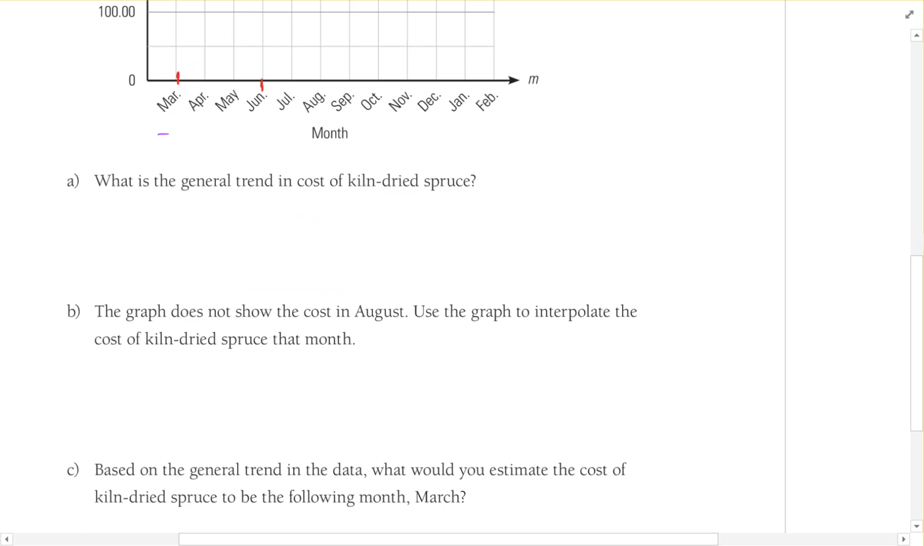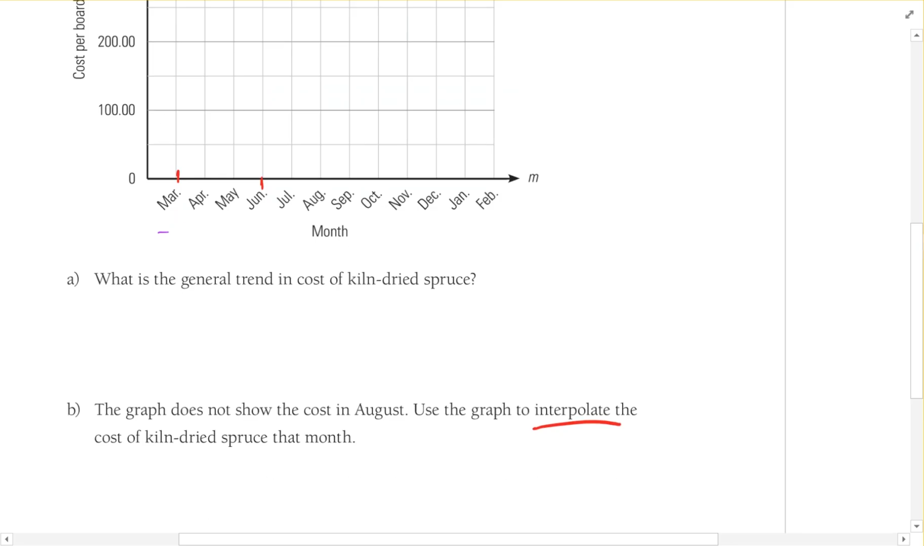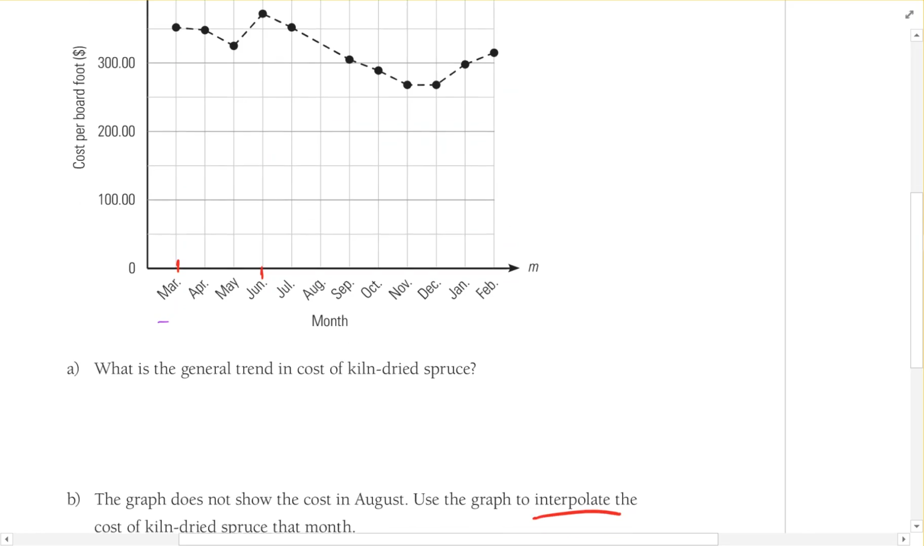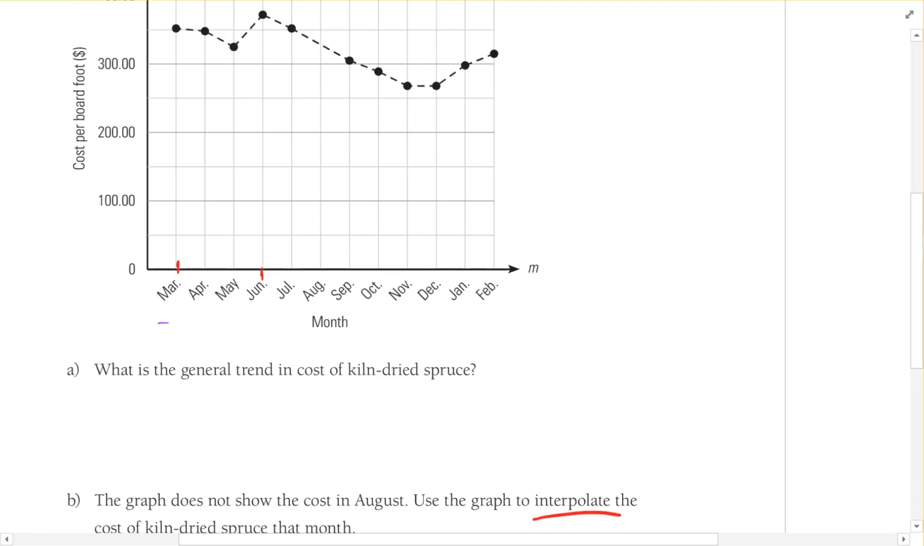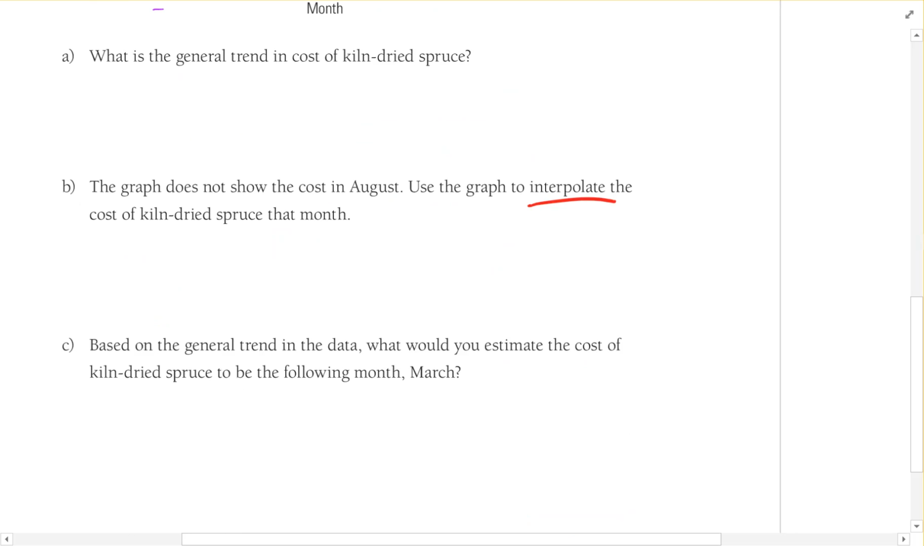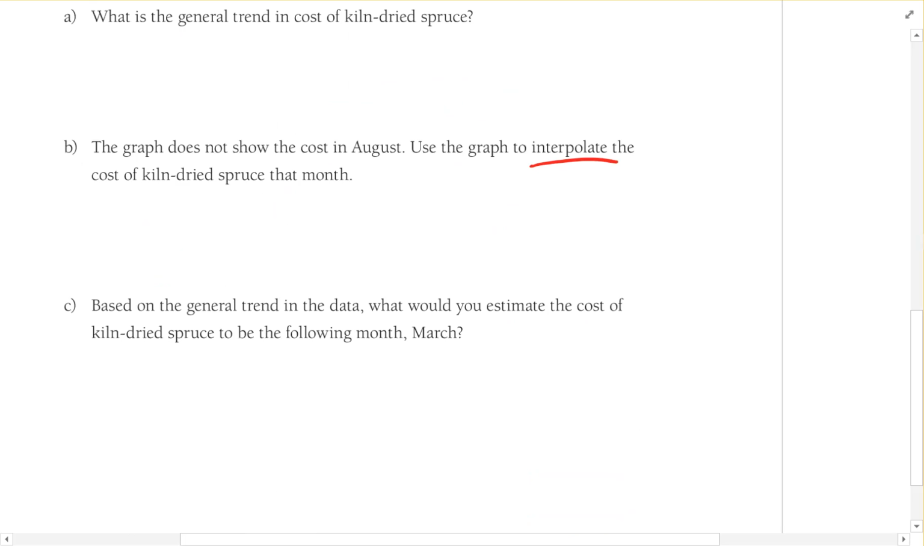Okay, B. The graph does not show the cost in August. Use the graph to interpolate the cost of kiln-dried spruce that month. So we're looking for the price in August. We'll let you guys go ahead and tell me what you think the price would be there. Okay, C. Based on the general trend in the data, what would you estimate the cost of kiln-dried spruce to be the following month, March? So that's extrapolate.